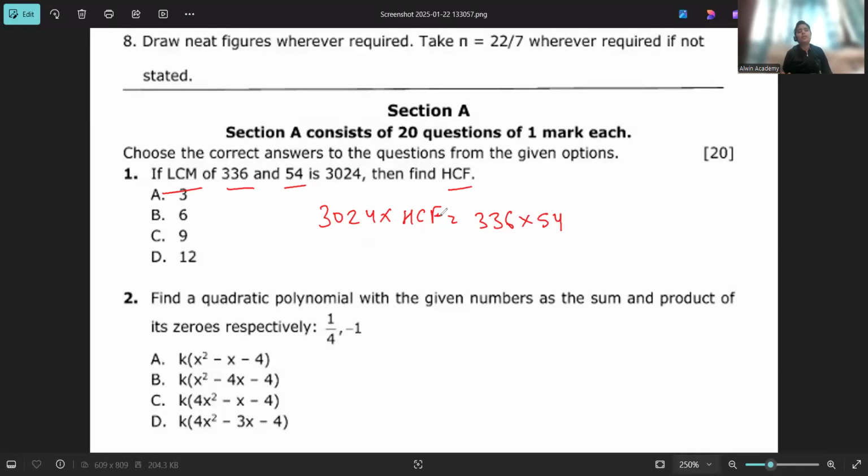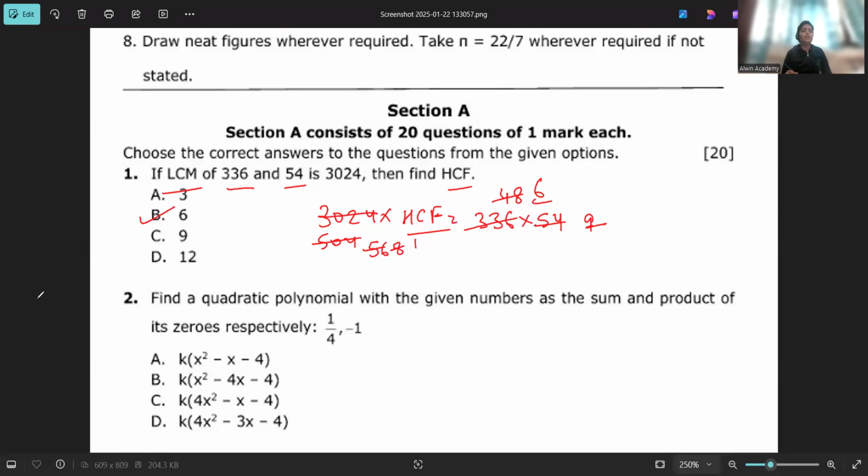Now I can simply transpose 3024 to the other side and start cancelling. So we have first dividing by 6, 6 nines are 54 and 6 504s are 3024. Now dividing by 9, 9 fives are 45 and 9 sixes are 54. Now I can divide it by 7, 7 eights are 56, 7 fours are 28, and 7 eights are again 56, and 8 ones are 8, 8 sixes are 48. We have HCF is 6, option number B.